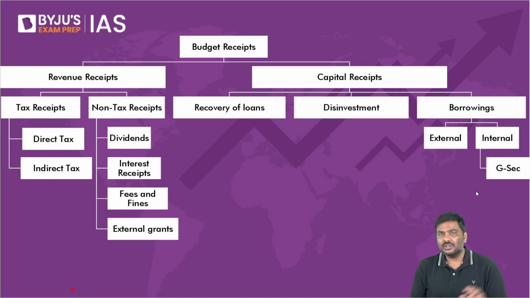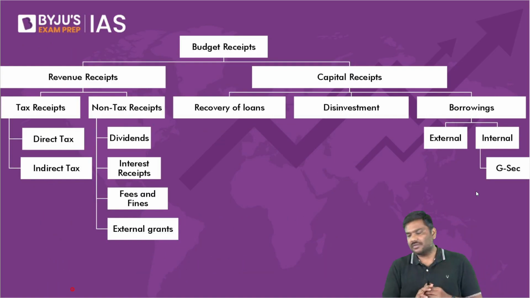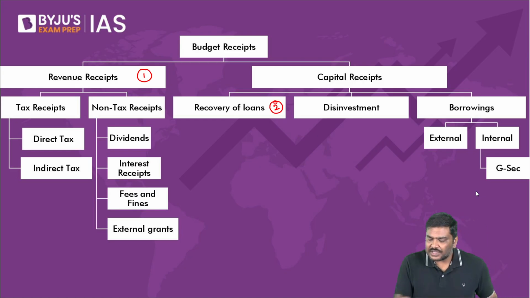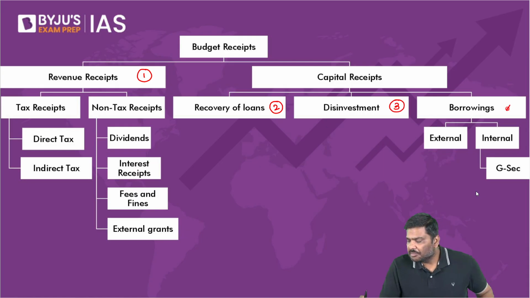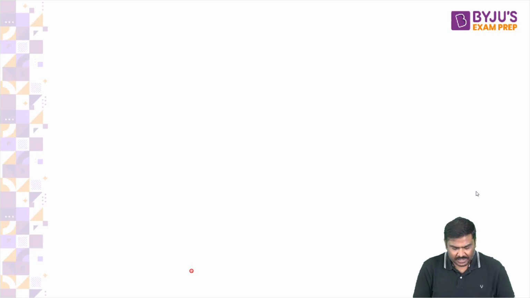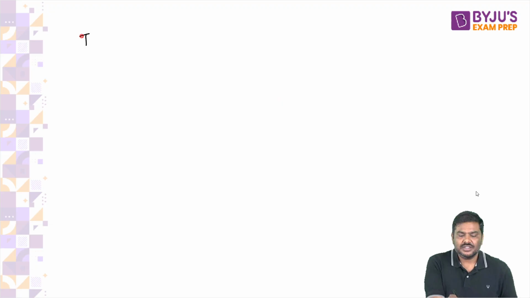Now, I'll come back to the previous slide, don't worry, but please make an observation. I'll write the numbers now. You'll have to focus. I will write revenue receipts as 1, recovery of loans as 2, disinvestment as 3, borrowings as 4. This is a very simplified version of budget receipts. Can I say the total receipts? I'll write in a separate slide. The total receipts of Government of India are 1 plus 2 plus 3 plus 4.